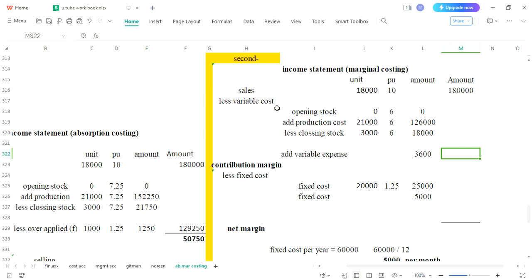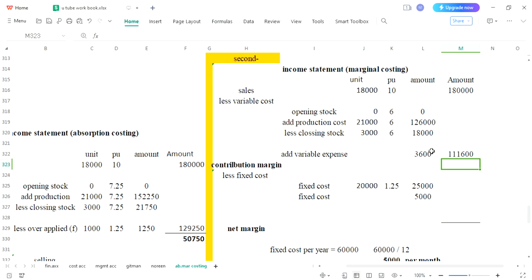So we are ready to calculate total variable cost. We will follow these signs: add, less, add. First element is opening stock, then we need to add production cost, which is 1,26,000, and then we need to subtract closing stock, which is 18,000, and then we need to add variable expenses, which were written over here, 3,600. Total cost has been calculated by adding these four elements: opening stock plus purchase is 126, less closing stock 18,000, add variable 3,600.